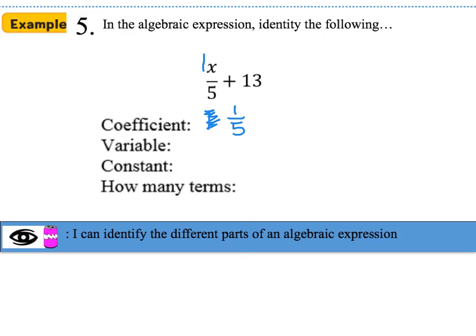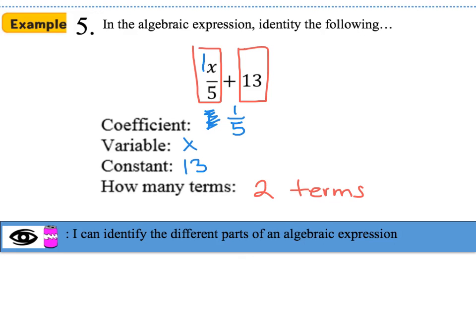Here the variable is x, which is the only variable in this problem. The constant is positive 13 because that's the only term that contains numbers. Then it says how many terms are in this algebraic expression. Well, this algebraic expression has one term here, and it's separated by a plus sign. Here's the second term. So this has two terms. And the two terms are 1x over 5, and the second term is positive 13. Those are the two terms in this problem.